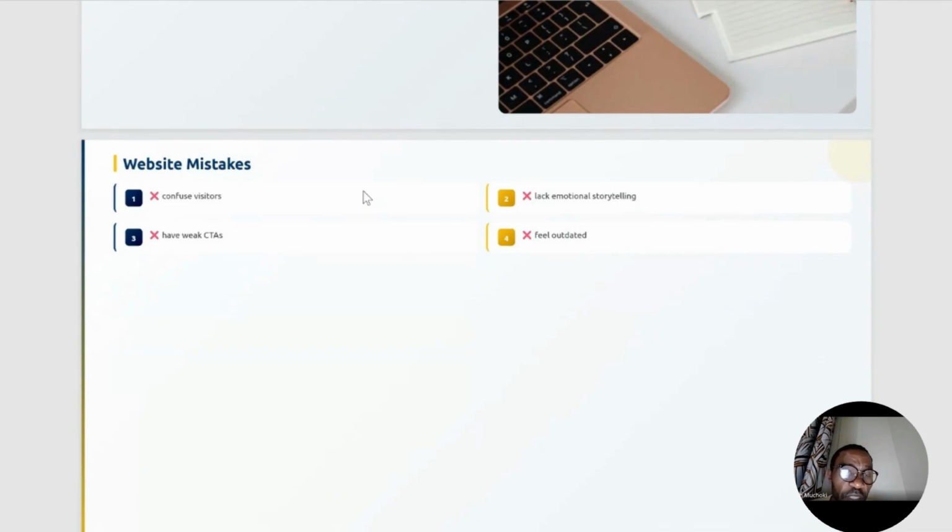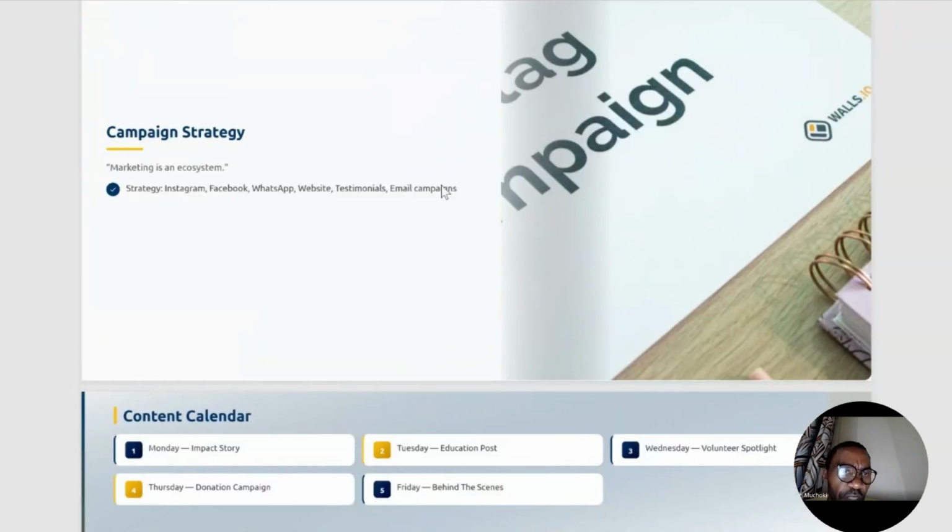Some of the mistakes you don't want to make with websites are confusing visitors and having weak CTAs. Weak CTAs is like, I'd say, "Click here." You know, that's not very communicative, so to say. Also a lack of emotional storytelling and outdated designs. You don't want to do that.